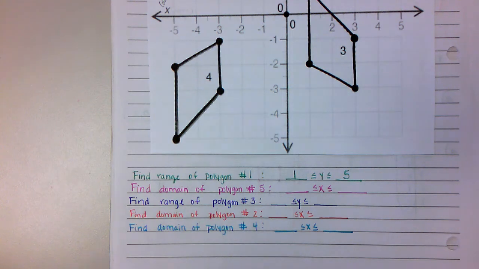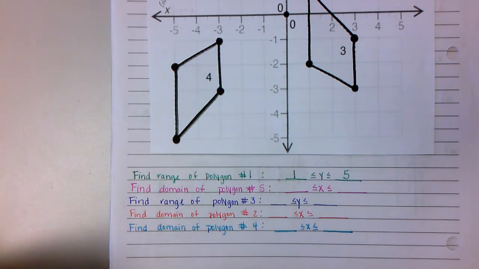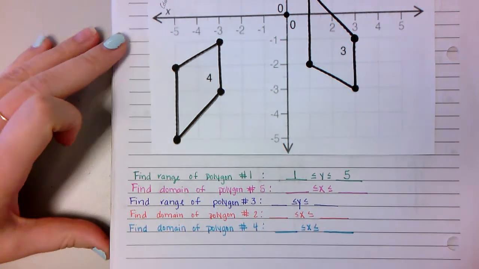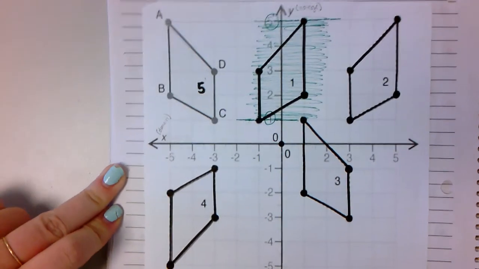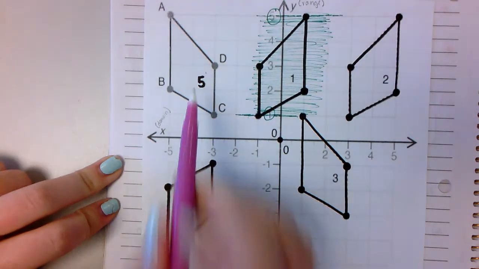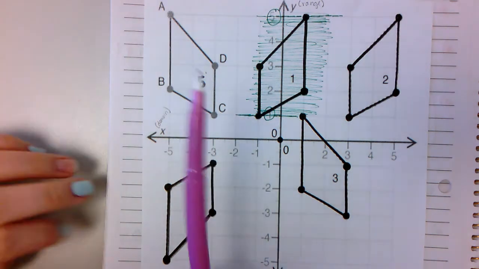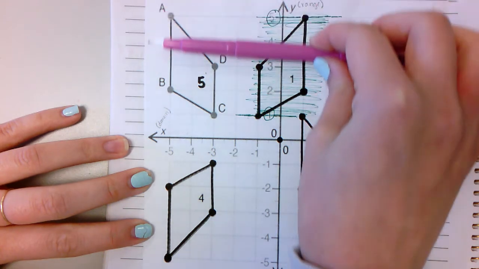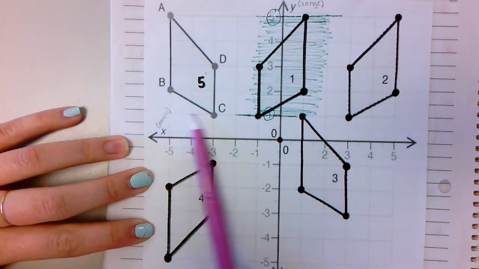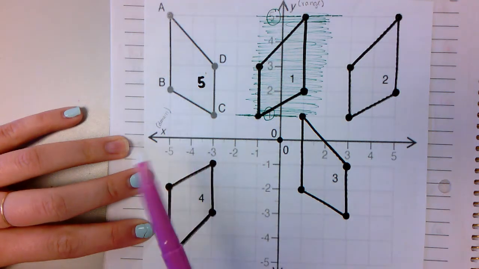So it says, what is the domain of polygon number 5? So we're looking at x values. What is the domain, or how far on this x-axis is this polygon going to touch? So we need to come back up here and find polygon number 5, which is this one. And if it wants to know the domain, I'm not looking to see what it cuts through on the y-axis. I don't need to draw lines over to the y-axis. I need to cut through this x-axis down here.